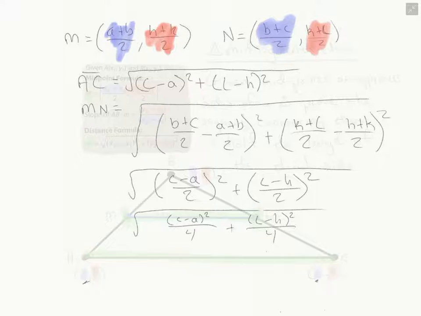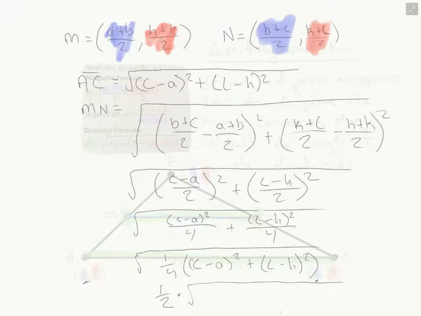And now I can factor out that 1/4, which gives me 1/4 times C minus A squared plus L minus H squared. And then the square root of 1/4 is 1/2. So this will simplify to 1/2 times the square root of C minus A squared plus L minus H squared.